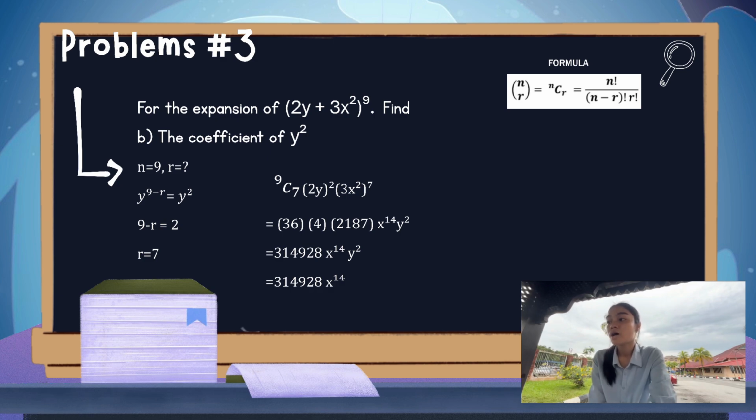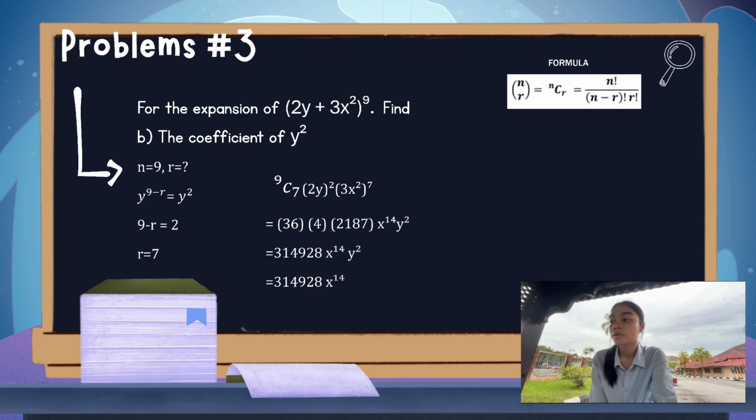So how do we get the value of r? (2y) to the power of 9 minus r is equal to y to the power of 2. So if 9 minus r equals 2, we will get the value of r as 7. After we get all the values, 9 and 7, we insert them into the formula. For this question, I will use the formula nCr. So we will get 9C7, and I will rewrite this as (2y) to the power of 2, (3x²) to the power of 7.